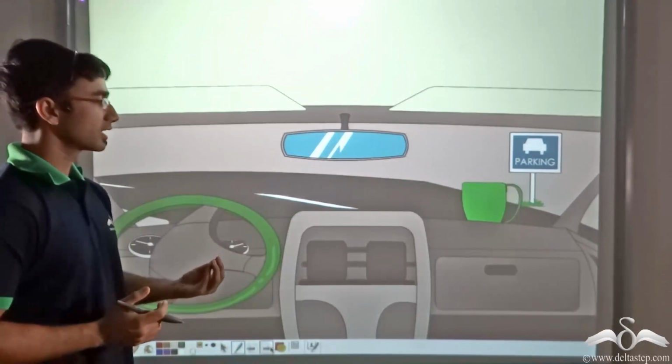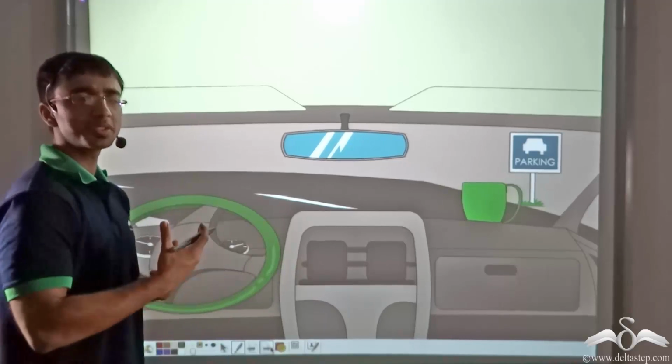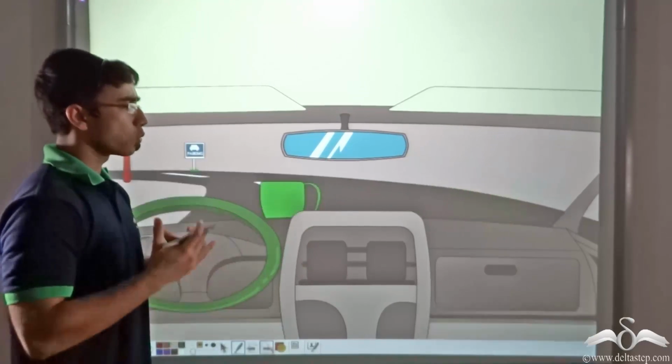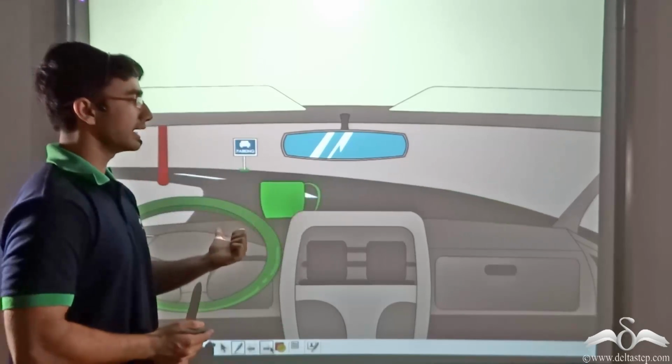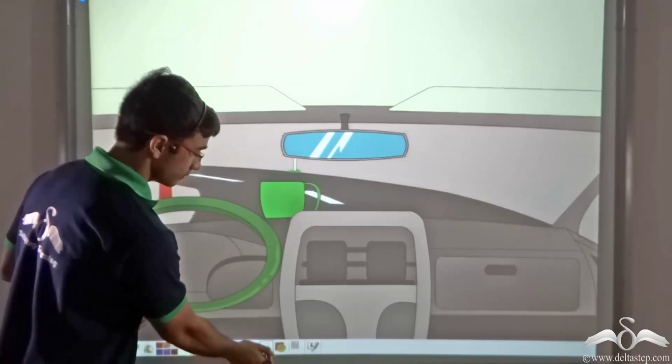Now obviously, since nobody is pushing the mug from one end to the other, there must be some other kind of force which acts on the mug. So what is this force that is acting on the mug which is causing it to slide from one end to the other when the car is taking a sharp turn?